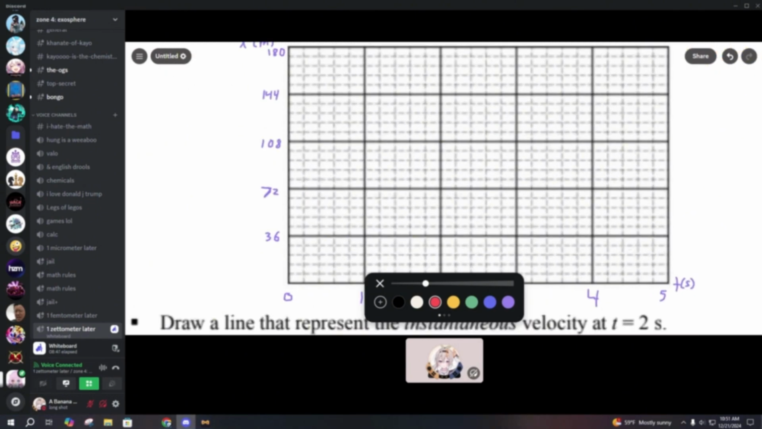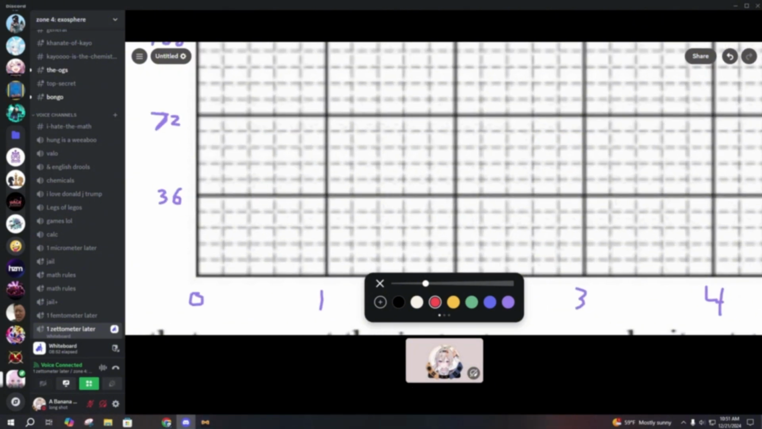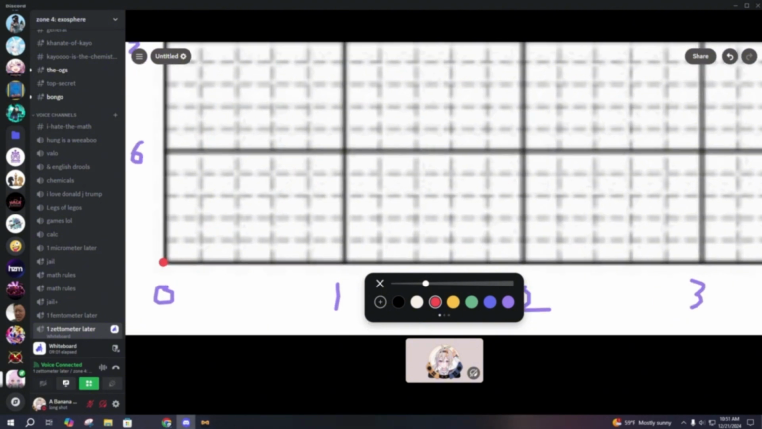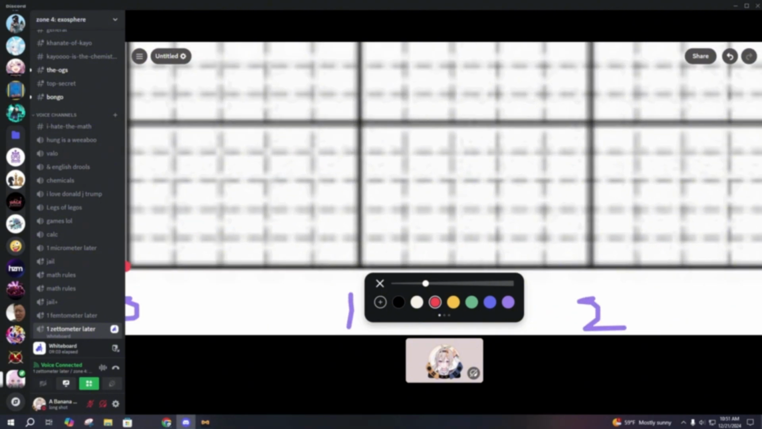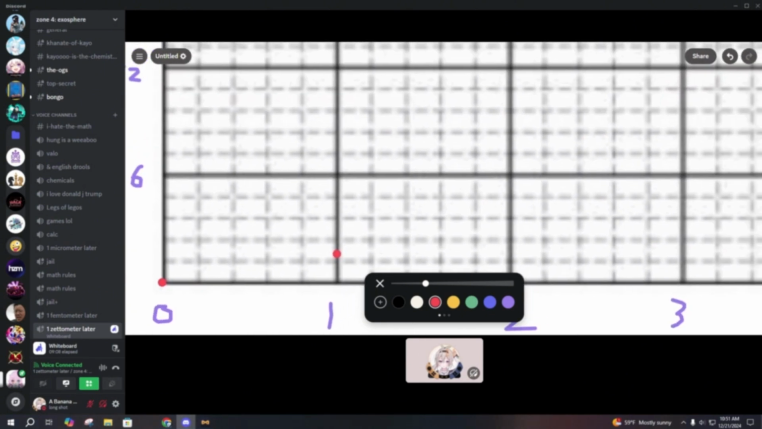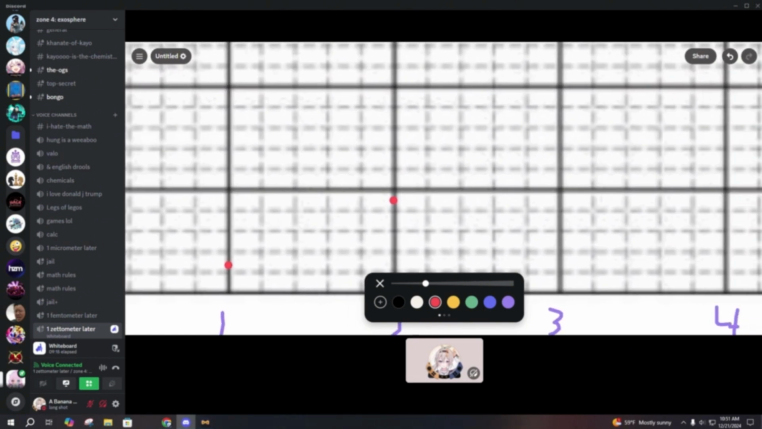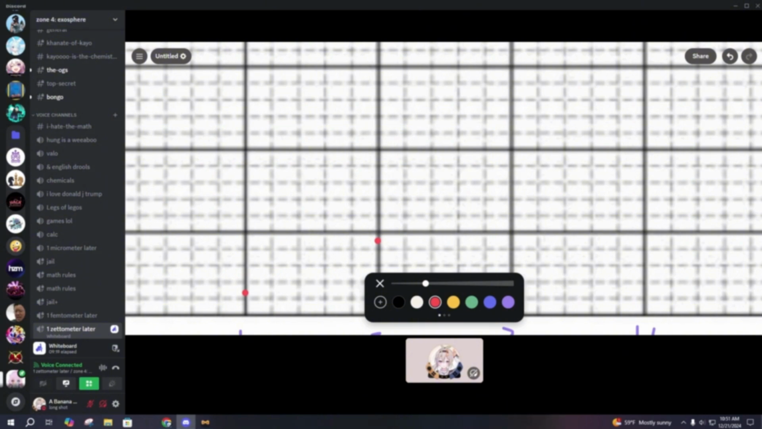Now let's graph. At 0 seconds, position is 0 meters. That's what we assumed. Makes sense. At 1 second, position is 9.34. So 36 divided by 4 is around 9, so around here would suffice. 2 is going to be 34.72, so just a little bit under 36. And 3, 72.18, so just a little bit above 72.